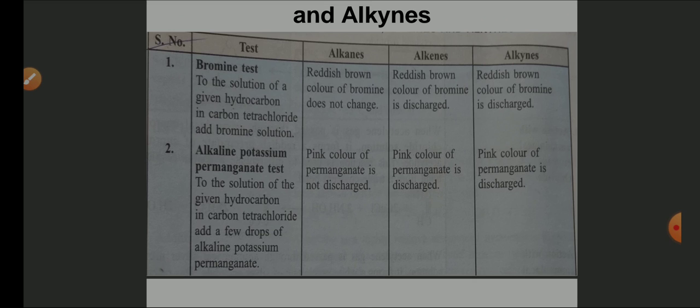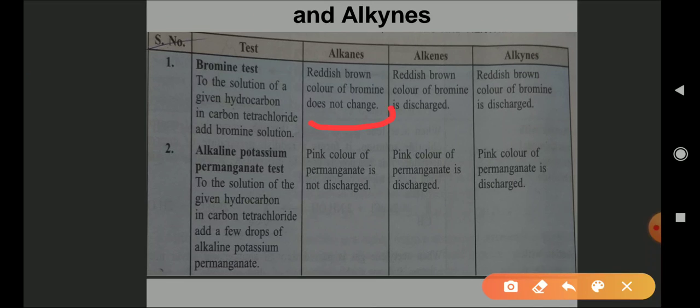Bromine test: to the solution of a given hydrocarbon in carbon tetrachloride, add bromine solution. So we have a test tube filled with alkane, and a test tube filled with alkene and alkyne. Now in that test tube, or even a jar or a beaker, if you add bromine along with carbon tetrachloride, then what happens? The reddish brown color of bromine is not going to change for the alkane, so the bromine water remains as it is, but here it becomes colorless.